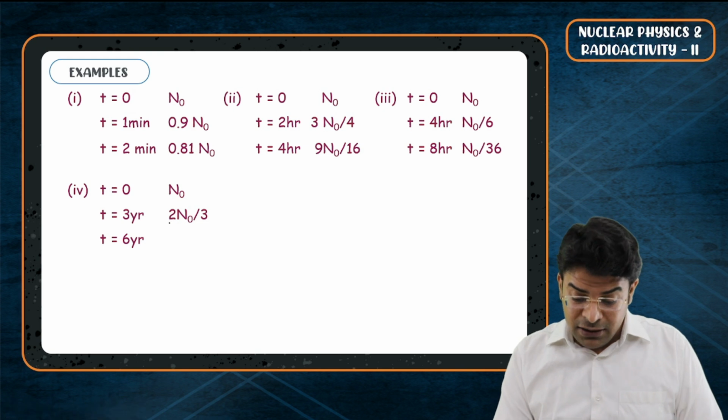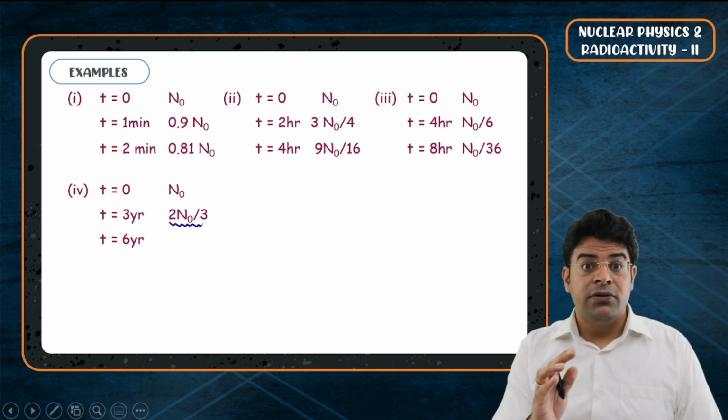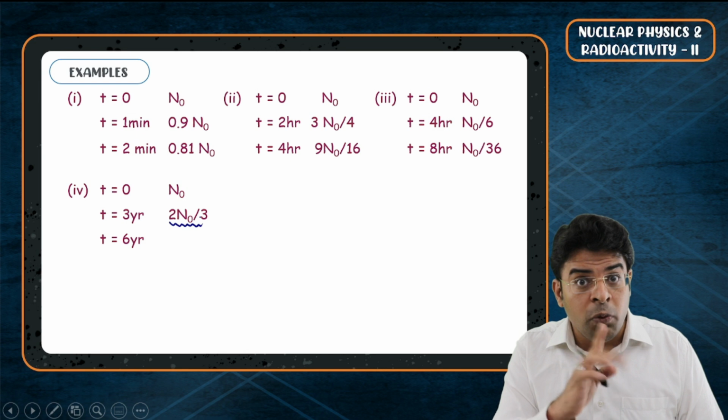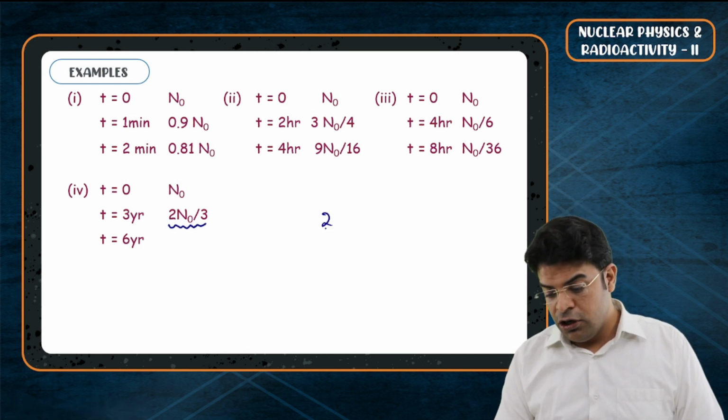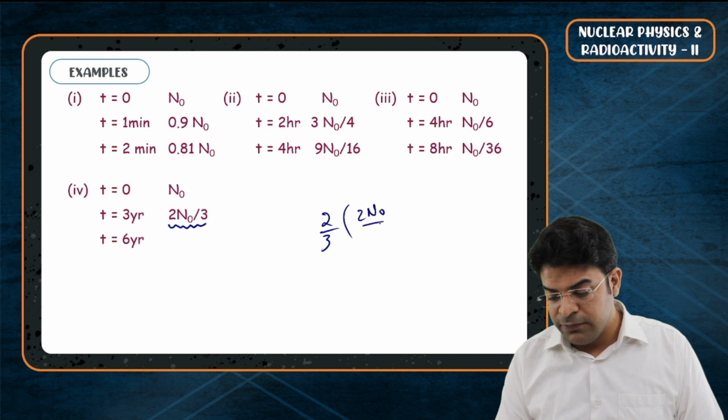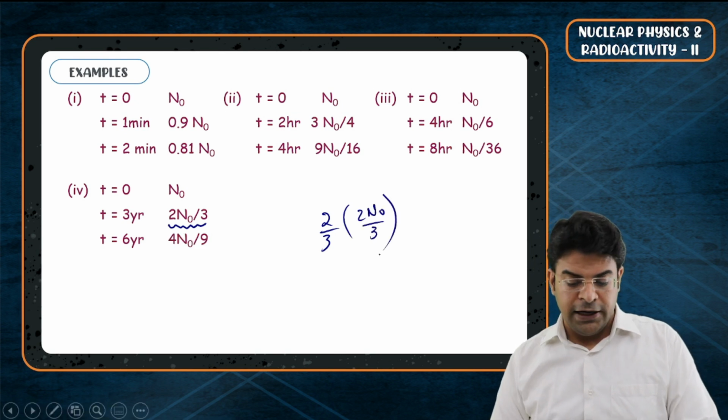Because in another 3 years, 2/3 of this will survive and 1/3 of this will decay. So at time equals to 6 years, the number of active nuclei will be 2 by 3 times 2 N naught by 3, and that gives you 4 N naught by 9.